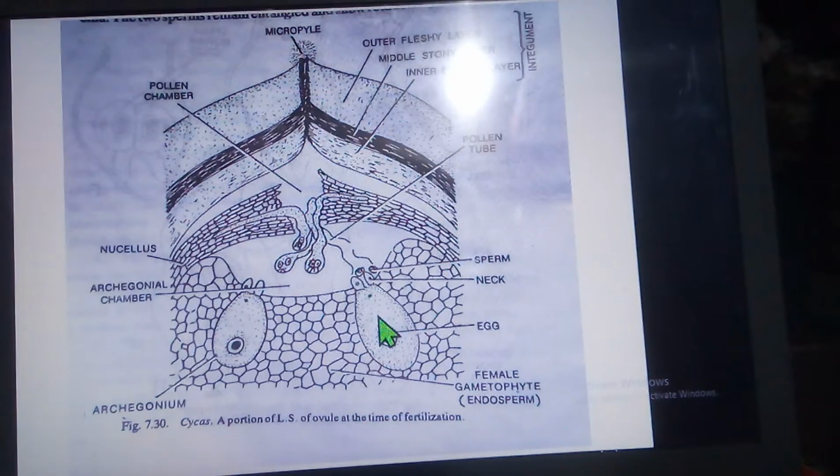And siphonogamy is a condition in plants in which the pollen tubes are developed for the transfer of the male gametes to the egg cell. In this case, the pollen tube serves the function of transferring the male gametes, the antherozoids or the sperms, towards the egg cell. Now, the rest of the male nuclei which are present will degenerate, and this is termed polyspermy. Polyspermy describes an egg which has been fertilized by more than one sperm.